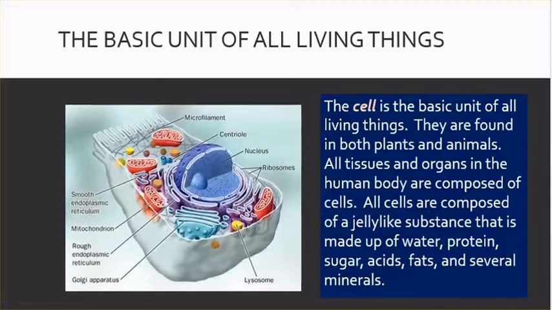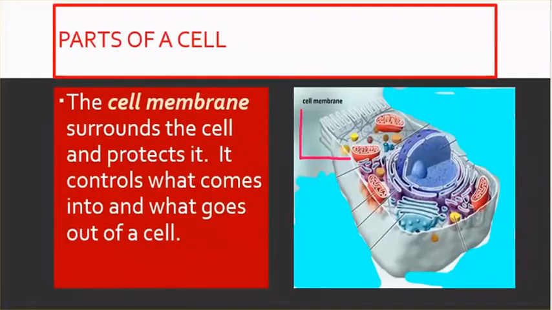All cells are composed of a jelly-like substance that is made up of water, protein, sugar, acids, fats, and several minerals. Parts of a cell. The cell membrane surrounds the cell and protects it. It controls what comes into and what goes out of a cell.